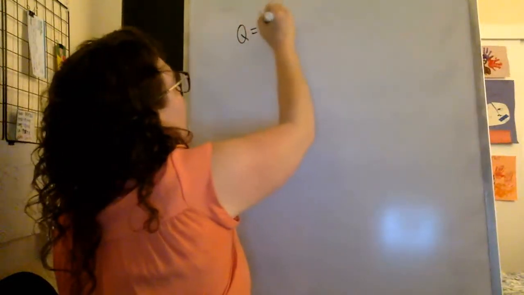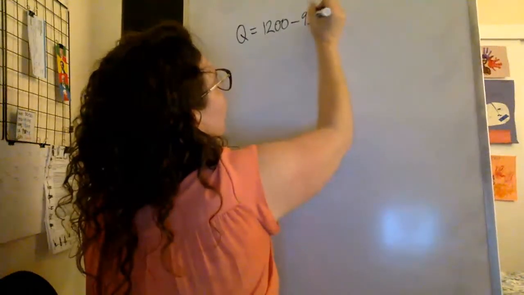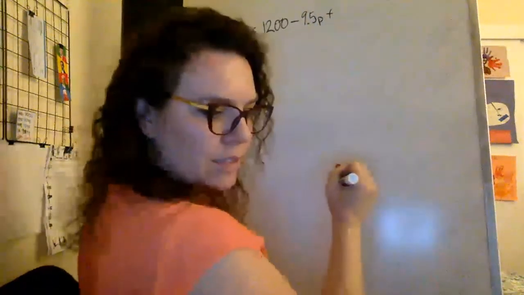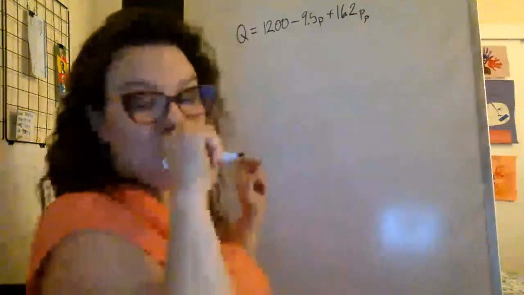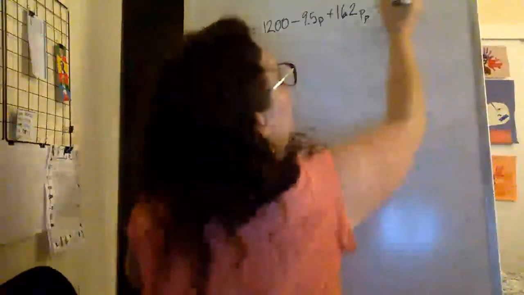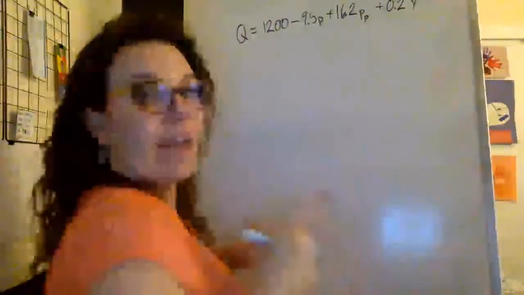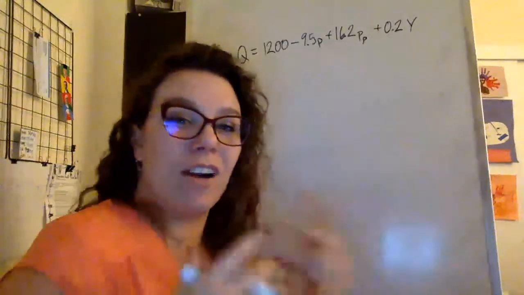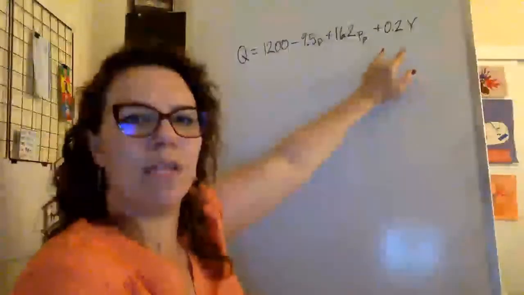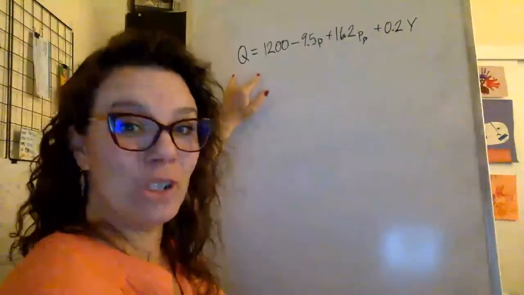So we have the demand function for coconut oil: 1200 minus 9.5 times price plus 16.2 times the price of palm oil, which is a substitute good. And then we have the income term here, 0.2 times y. That's the important thing you want to remember: 0.2 is part of our understanding of income elasticity. It's not the income elasticity, but it's how much a change in y is going to affect q. And that's part of it.